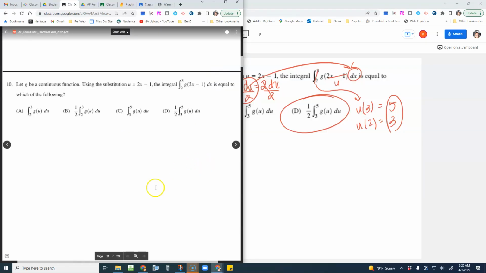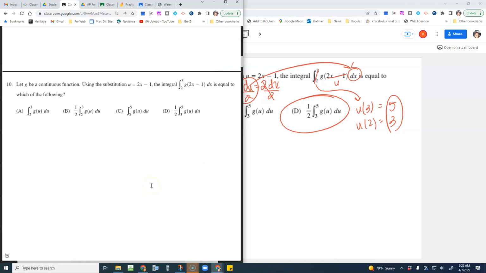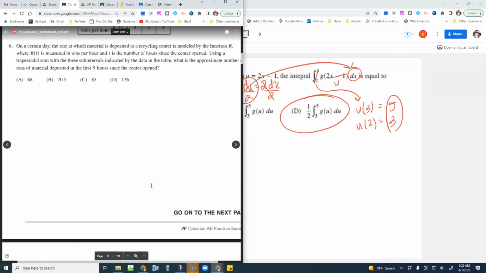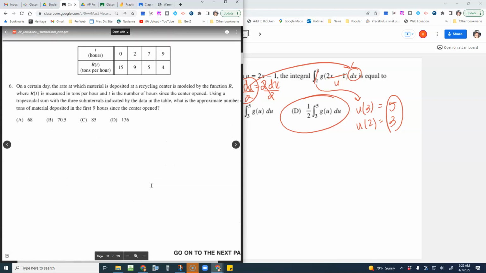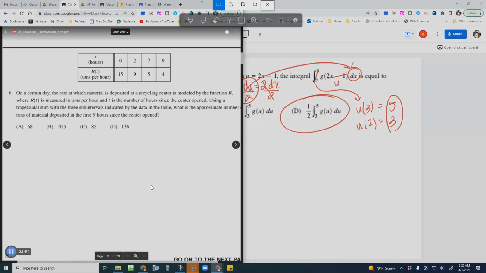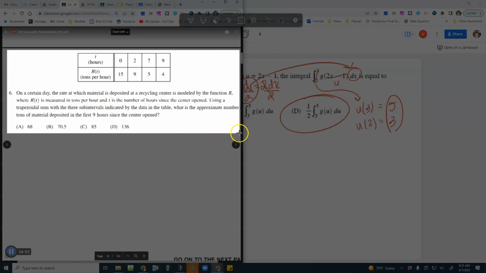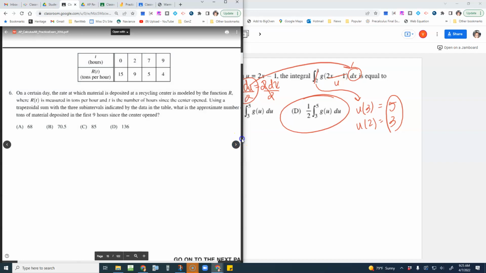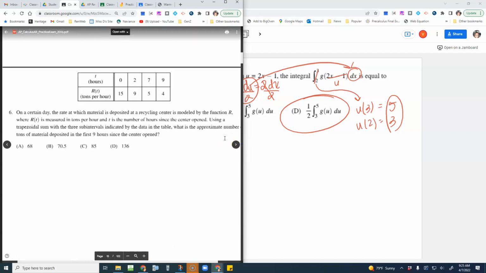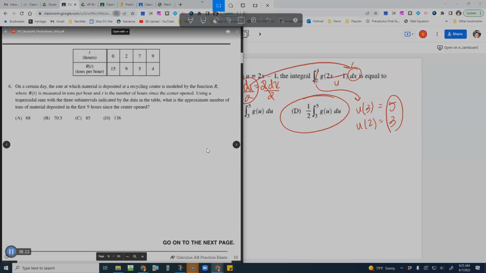Where else are you guys at? Do you want to go look at anywhere else? 6? Yeah. Were you guys avoiding 6? How many people skip 6? Oh yeah. Right? All the words, you're like, oh. Sorry, I was trying to get a better picture. Give me 1 second. There we go.